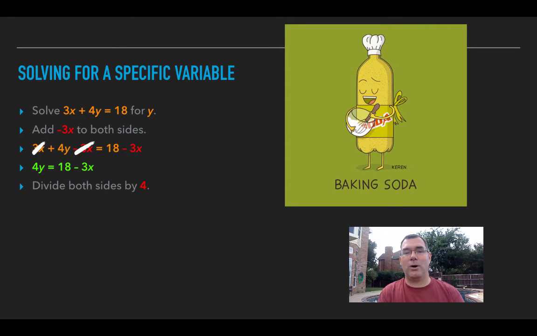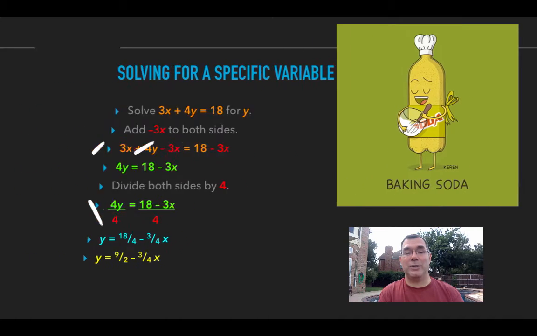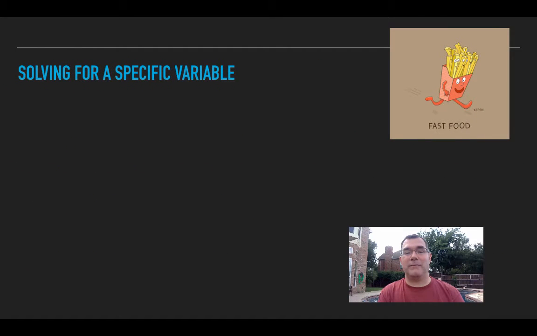I've still got a 4 on the same side as the y, so I need to divide that out because it's being multiplied by the y. So that means I have 4y divided by 4 equals 18 minus 3x, all divided by 4. The 4's will cancel, and I have y equals 18 over 4 minus 3 over 4 x, okay, which I could simplify to y equals 9 halves minus 3/4 x. Okay, it doesn't look nice, it's just a rearrangement of that same equation though. All right, solving for a specific variable.